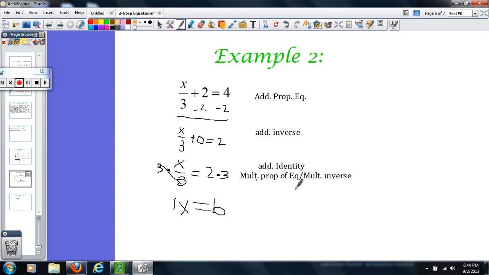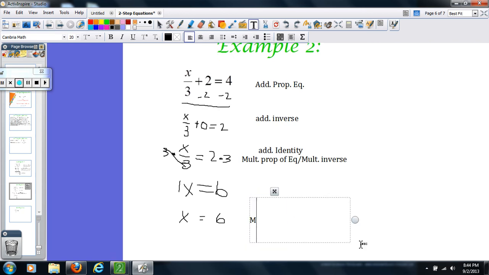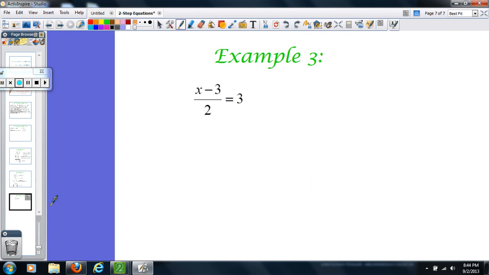And actually that's where the multiplicative inverse takes place, because 3 divided by 3 is 1. And then from here you get x equals 6. And that last property then is our multiplicative identity. Okay, and again, same idea, just putting those properties together with the solving of the equation, and that gives us the answer of x equals 6.